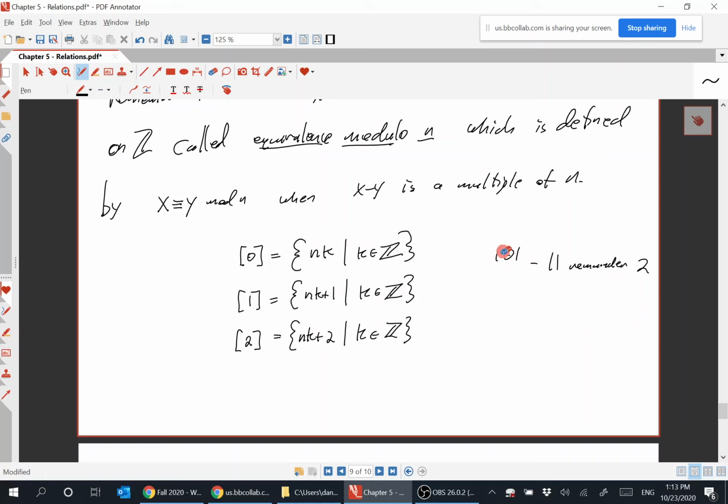So what are the possible remainders when you're dividing by n? Well, 0, 1, 2, all the way up to what? What's the last remainder that you can get? n minus 1. So this is the set of all nk plus n minus 1 such that k is in Z. And that's all the equivalence classes. Every integer is in one of these, because when you divide by n, you're going to get a remainder from 0 to n minus 1.